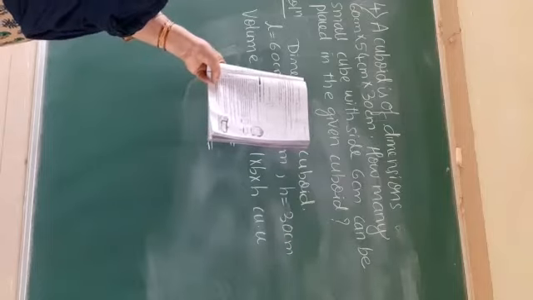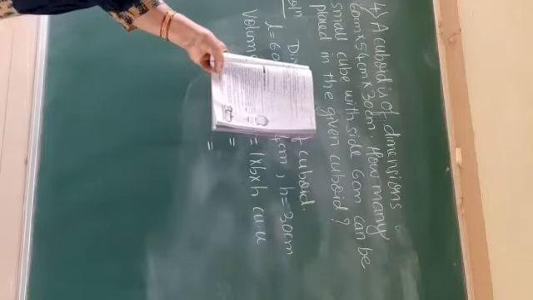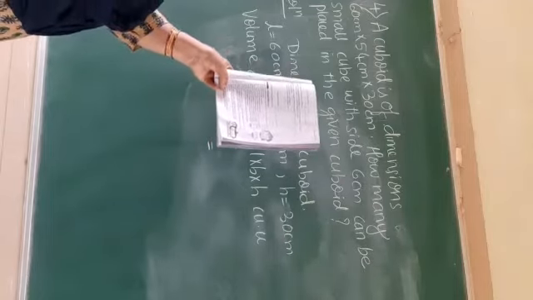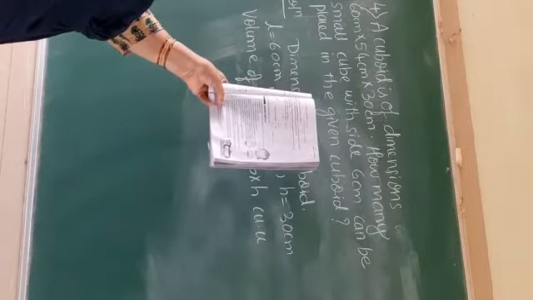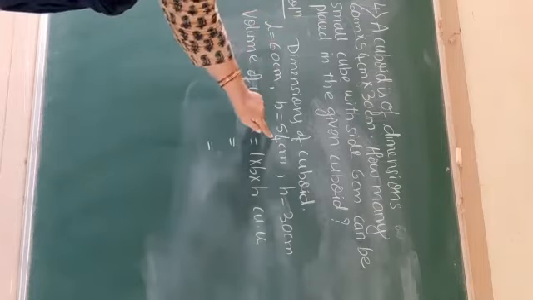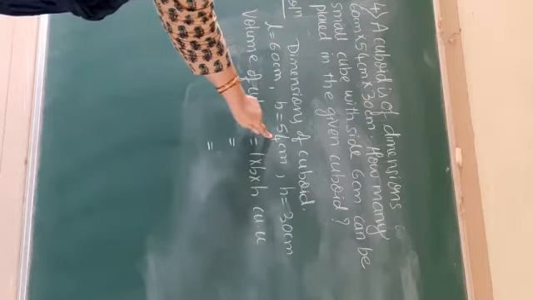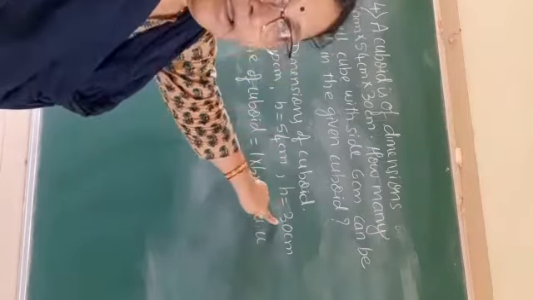Let's see the fourth sum. A cuboid is of dimension 60 cm into 54 cm and 30 cm. How many small cubes with size 6 cm can be placed in the given cuboid? So here we can take 60 cm as length and one of the dimensions as the breadth and one as the height.